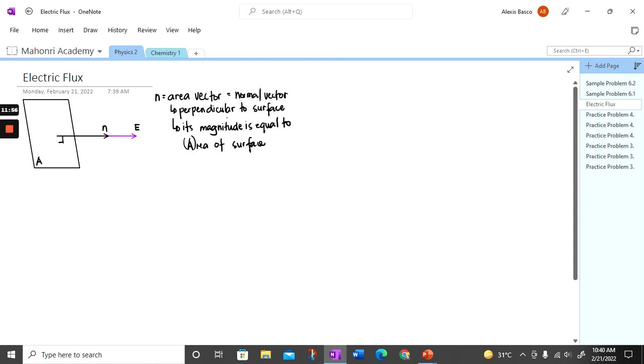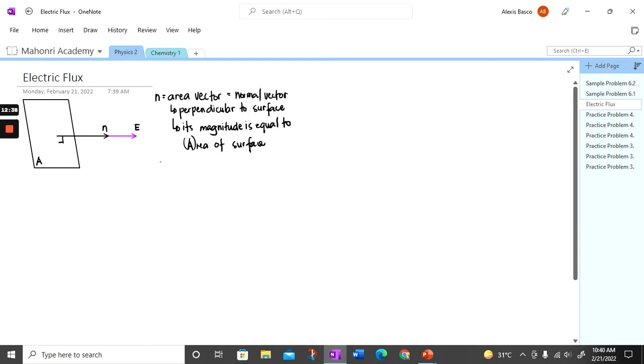It is a vector that is always perpendicular to your surface, meaning it is always 90 degrees to the surface, and its magnitude will always be equal to the area of your surface. So we have various equations to measure area. If you have a square, that's basically side times side. If you have a rectangle, it is length times width. If you have a triangle, it's 1/2 BH. So that is an area. And the magnitude of that area vector will always be equal to the area of the surface.